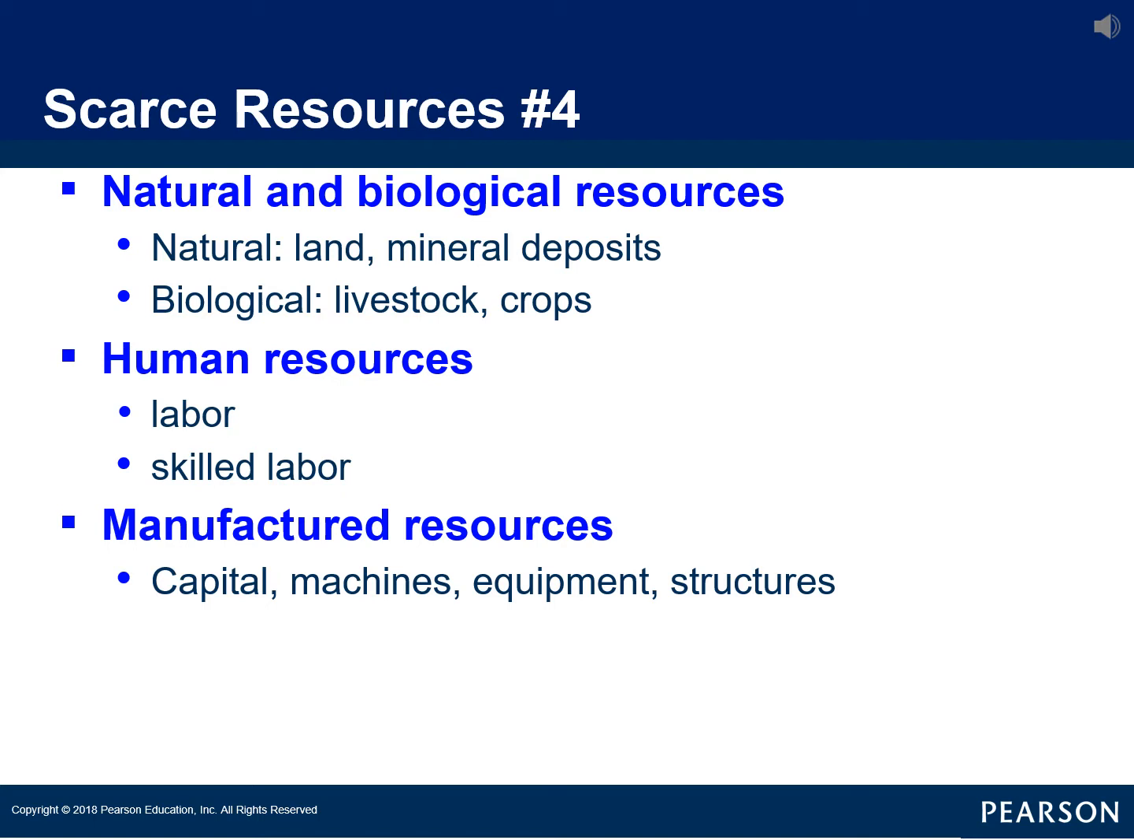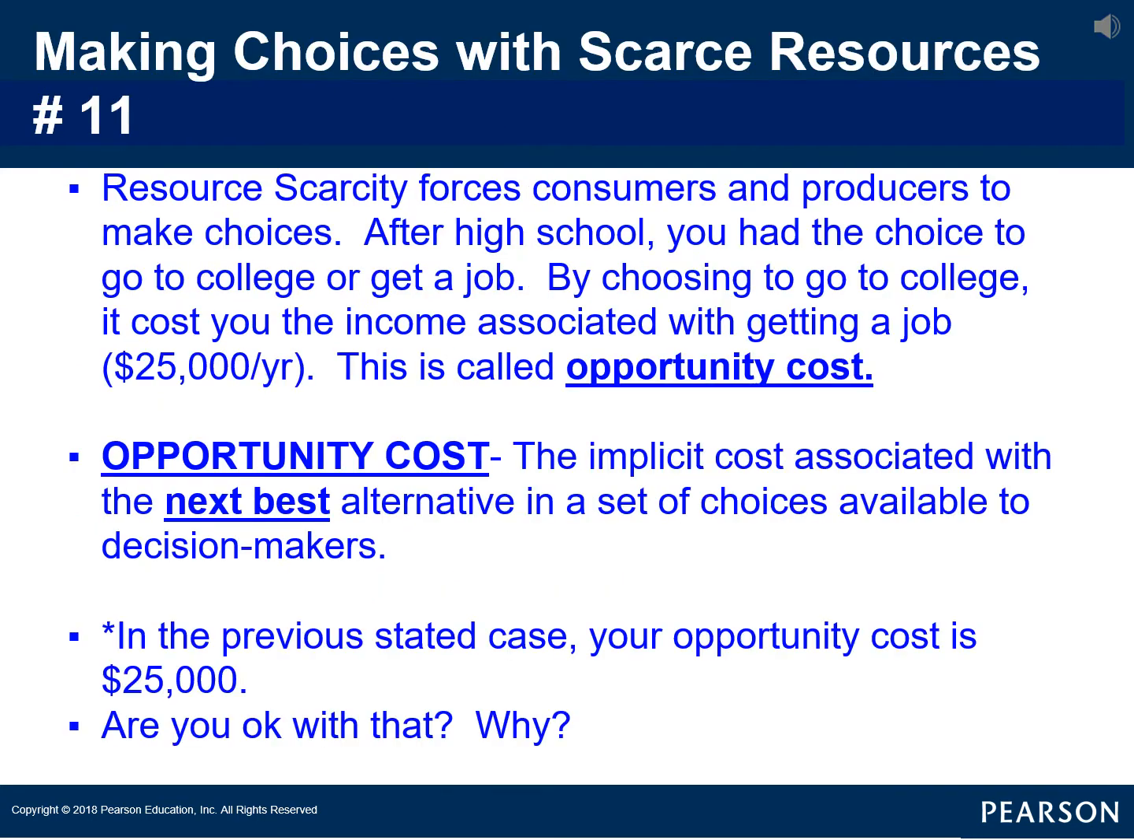So in the example of, let's say, a corn and soybean farm, a producer utilizes all of these types of resources in order to produce that crop that will eventually be sold. Because there is a limited amount of resources available, both producers and consumers need to make choices. For example, after high school, you had the choice to either go to college or to get a job.